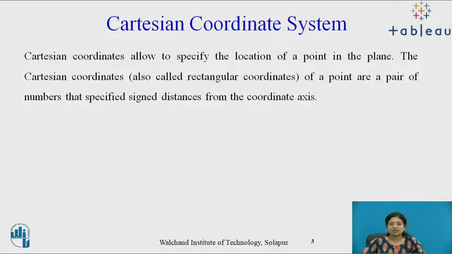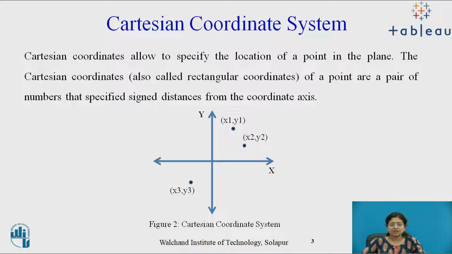Cartesian coordinates allow us to specify the location of a point in the plane. The Cartesian coordinates, also known as rectangular coordinates of a point, are a pair of numbers that specify signed distances from the coordinate axes. Look at this figure, it shows the Cartesian coordinate system. This is an xy plane. Here the dots show the values of points: x1, y1, x2, y2 and x3, y3. So, using the xy plane, we can give the values of points.